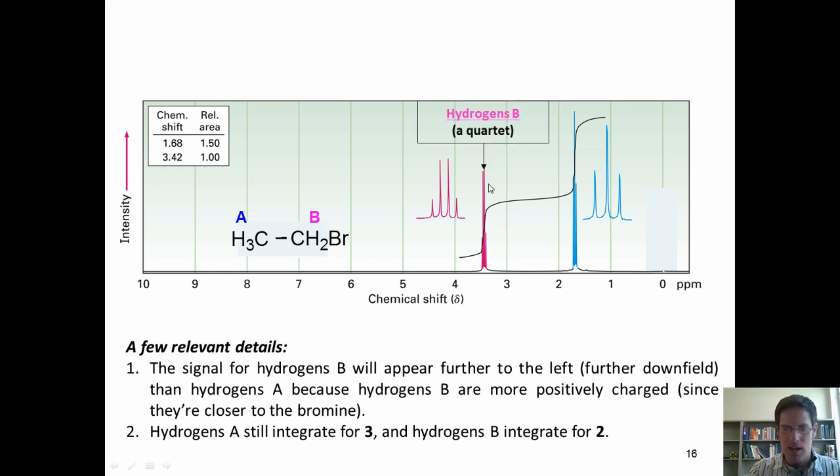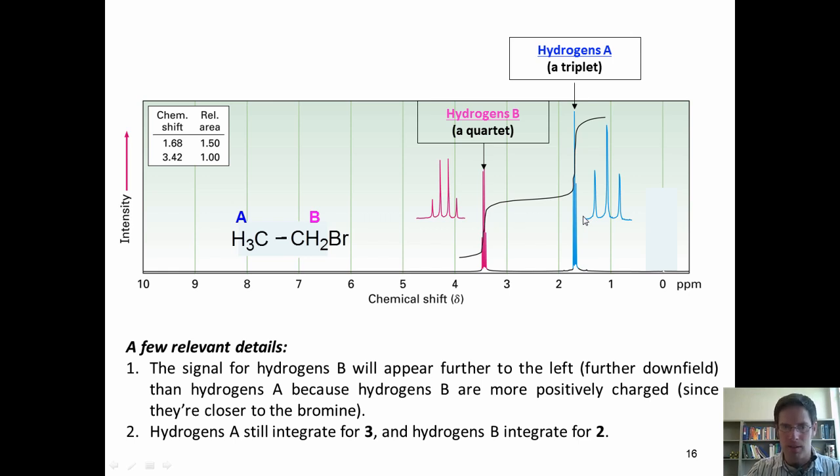You'll also notice that hydrogens B are a quartet. Why are they a quartet? Because they look next door and see 3 hydrogens A, and we add 1 to it. 4 means a quartet. Hydrogens A are further from this electron withdrawing bromine, so they'll appear further to the right or further upfield, right here.